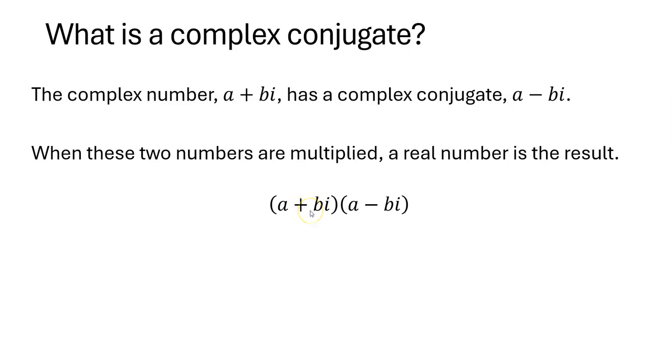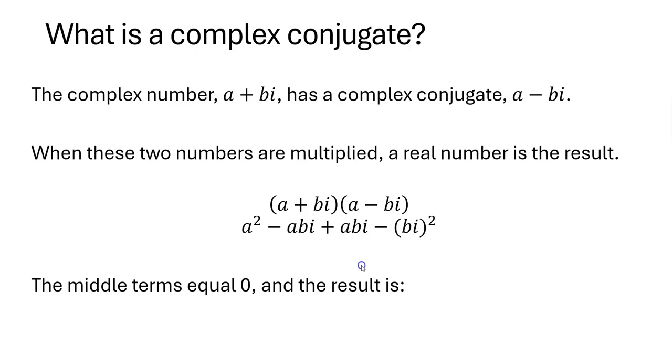When we have a plus bi, just stay with me here. If we distribute that, we get a squared, and then a times negative bi is negative abi. Positive bi times positive a is a positive abi, and then we get negative b i squared. Well, the middle term, negative abi plus abi, is 0, which will always be the case. And remember that i squared is always negative 1. So that last term becomes negative b squared times negative 1, which is a positive b squared. So you'll notice when you multiply by the complex conjugate, the entire complex part of that number is gone. And that's kind of the goal.